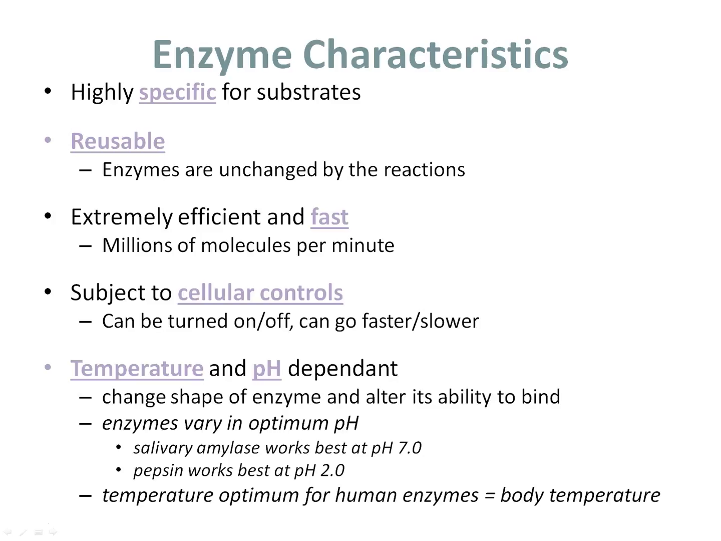Enzymes will vary in optimum pH. The enzymes in our saliva work best at a fairly neutral pH, but enzymes in our stomach work best at a very acidic pH. And the temperature optimum for most human enzymes is going to be human body temperature, which is 37 degrees Celsius.